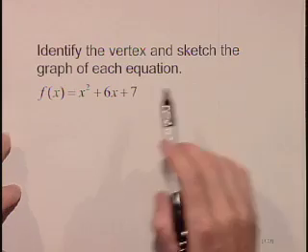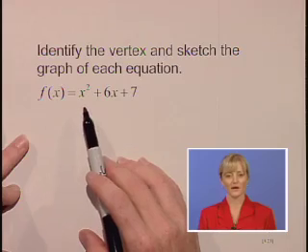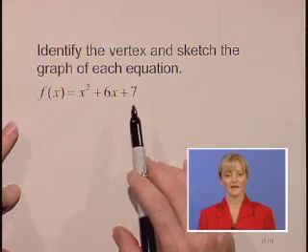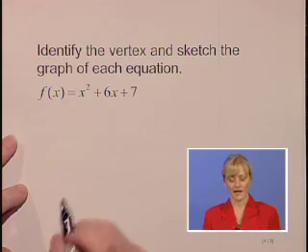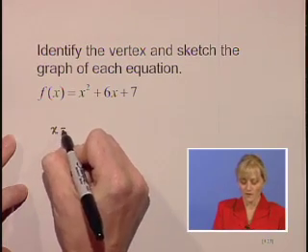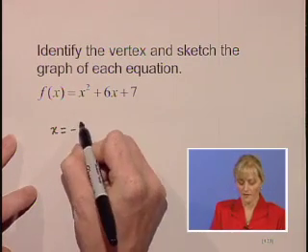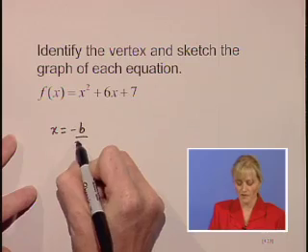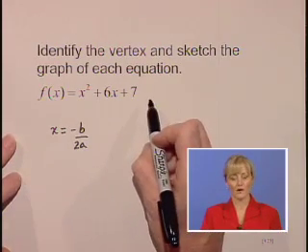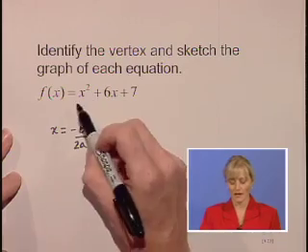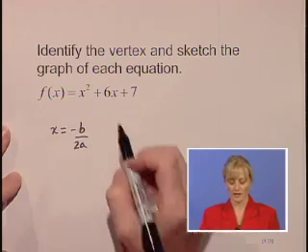Identify the vertex and sketch the graph of each equation. f of x is equal to x squared plus 6x plus 7. To find our vertex, and specifically the x component, we're going to follow a little formula, x equals negative b over 2a. So let's return to our original quadratic equation and label the coefficients with the appropriate letter.